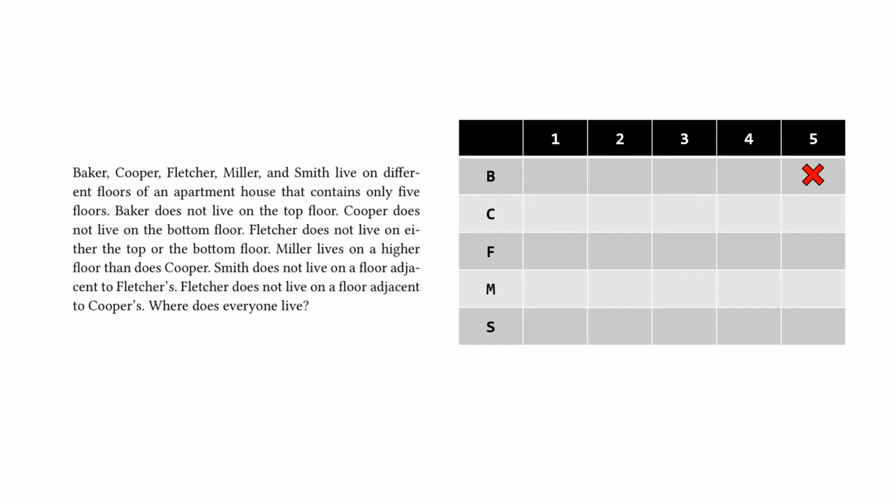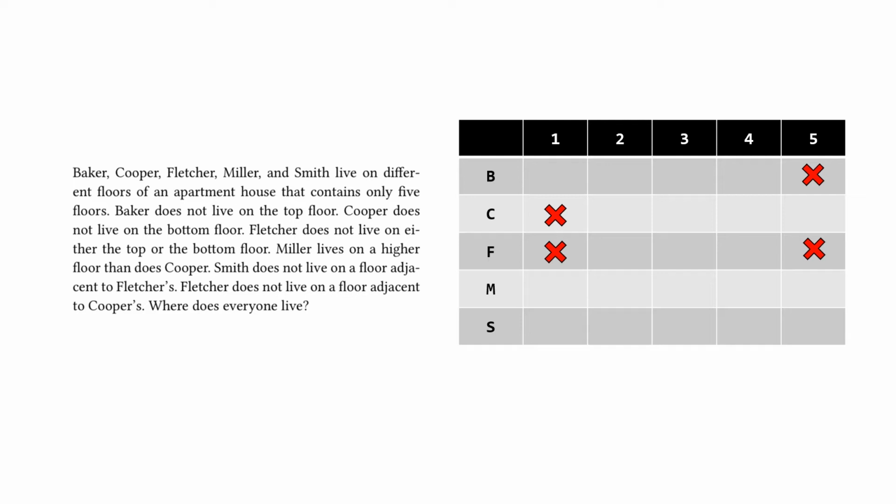Then we have the next statement, Cooper does not live on the bottom floor. So Cooper can't live on floor 1. The next statement, Fletcher does not live on either the top or the bottom floor. So for Fletcher, we can scratch out both floor 1 and floor 5. The next statement, Miller lives on a higher floor than does Cooper. So this is the kind of statement that initially seems like we can't get that much information out of it, but if you read into it closely, you can.